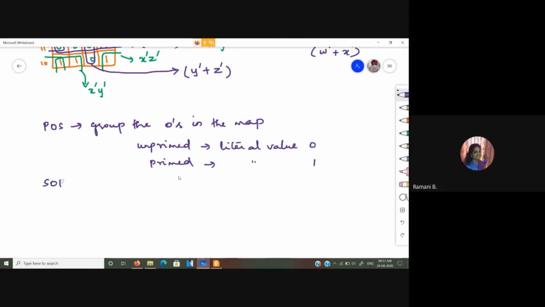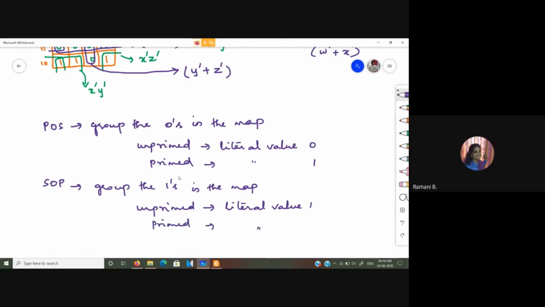And with SOP, it is grouping of the ones. So group the ones in the map. Here unprimed is the literal value 1 and primed is literal value 0. These points alone you need to have in mind.